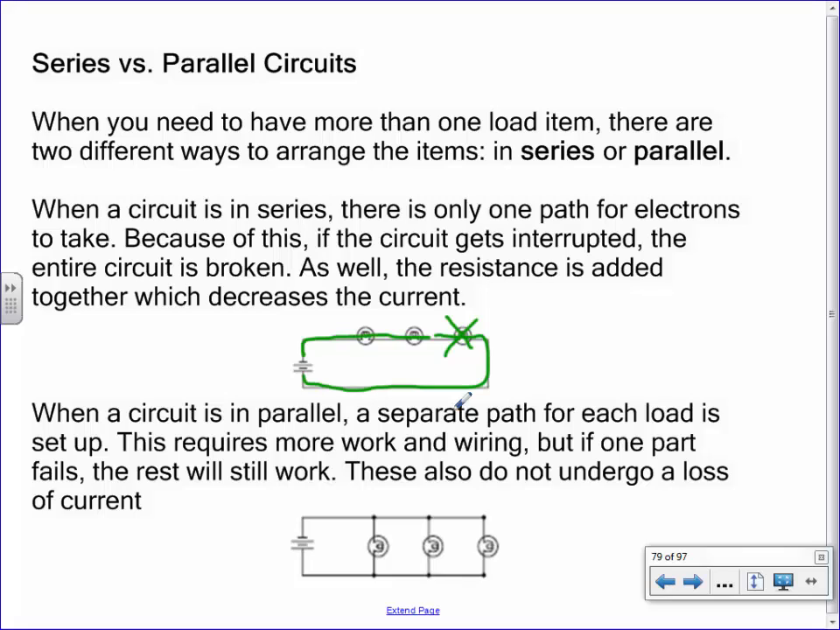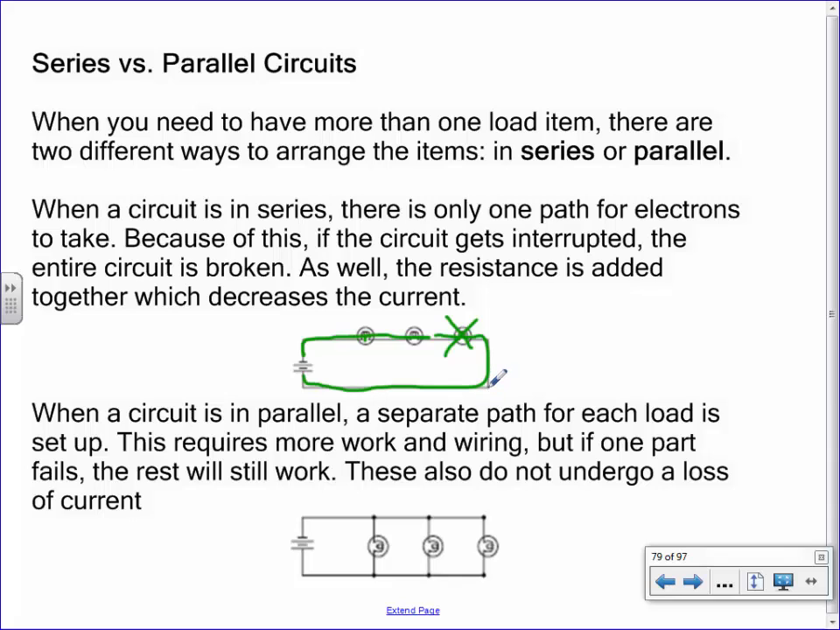Old school Christmas lights, if you had one bulb that burns out, sometimes the whole string of lights turns off. Anybody ever seen one of those before? Yeah, it's super annoying, because then you've got to figure out which bulb is the broken one. That's a series circuit, where you put them literally all right next to each other.